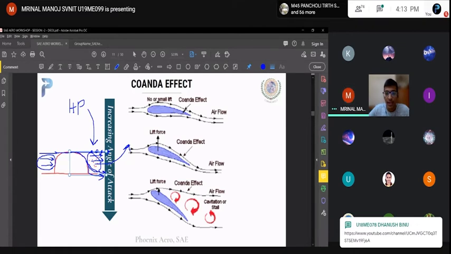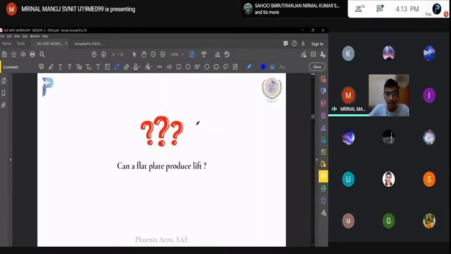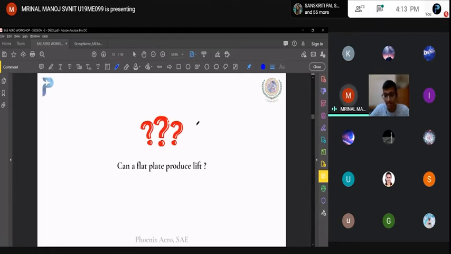So these airflows go down and hence lift is created. Due to this effect, lift is created. Now we have seen all these theories, but there's a question over here: can a flat plate produce lift? You guys can speak up right now. So can a flat plate produce lift?